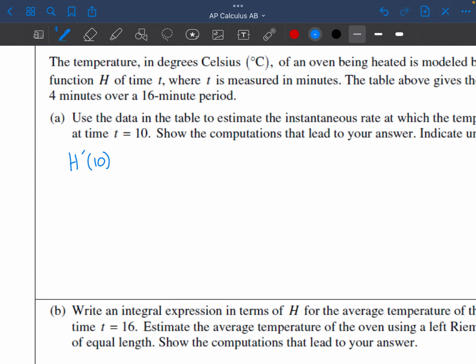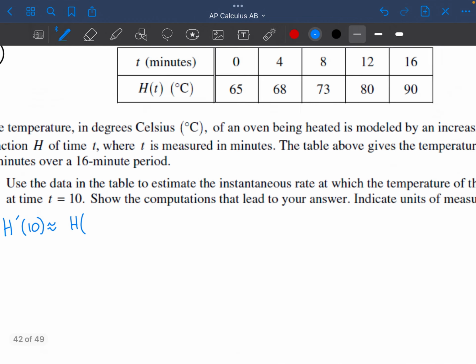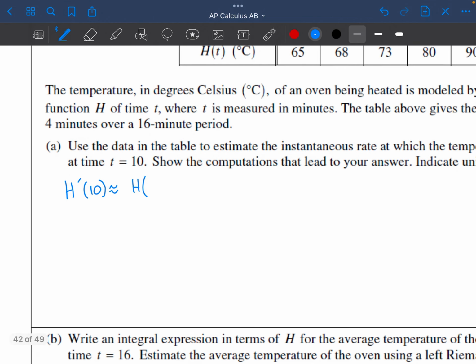So the formal way of showing how to do that, you say that capital H prime of 10 is approximated by, so you have the little approximation symbol, and then you'll do capital H of, the one on the right, which is going to be 12. H of 12 minus capital H of 8. And by the way, I am being way too formal about this. Normally I wouldn't write all of this work. I would just plug in what they are exactly.